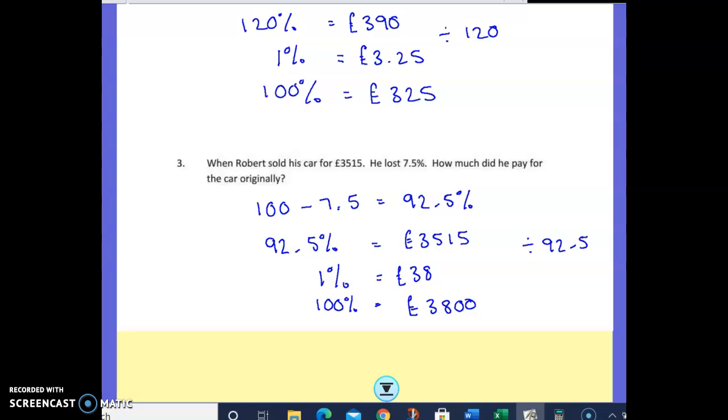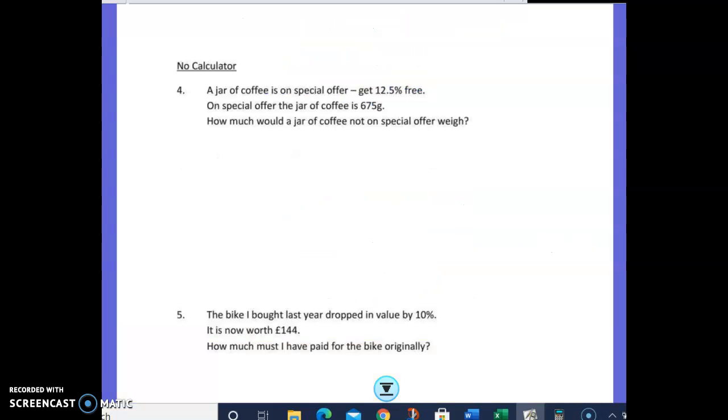Let's have a look at a couple of examples without a calculator. Okay, a jar of coffee is on special offer, get 12.5% free. Special offer, the jar is 675 grams. How much would a jar of coffee not on special offer be? Okay, so we've got 100%. We added on 12.5% and we got 112.5%. Now, you can do this the same way as we did it with a calculator, but the numbers really get quite tricky.